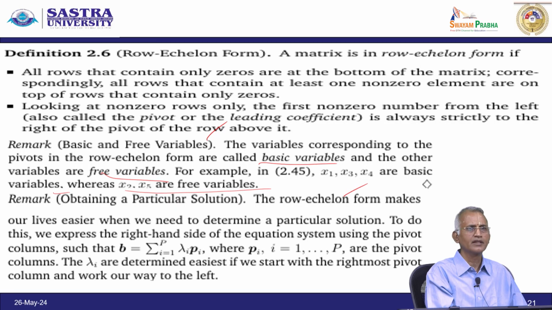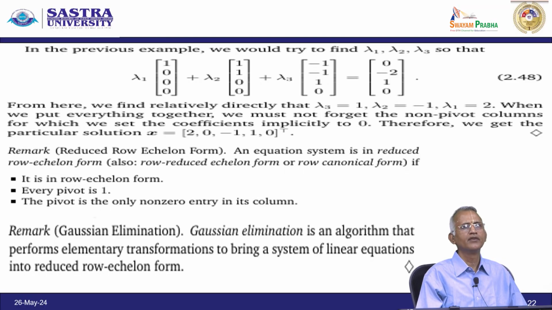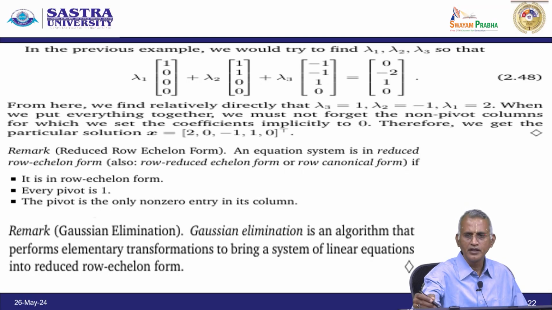To do this, we express the right hand side of the equation system using the pivot columns, such that b equals summation i equal to 1 to p of lambda i times pi, where pi, i varies from 1 to p, are the pivot columns, and the lambda i are determined easiest if we start with the rightmost pivot column and work our way to the left. In the previous example, we would try to find lambda 1, lambda 2, lambda 3, so that lambda 1 into (1, 0, 0, 0) plus lambda 2 into (1, 1, 0, 0) plus lambda 3 into (minus 1, 1, 1, 0) is equal to (0, minus 2, 1, 0).